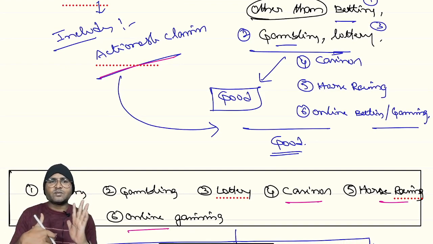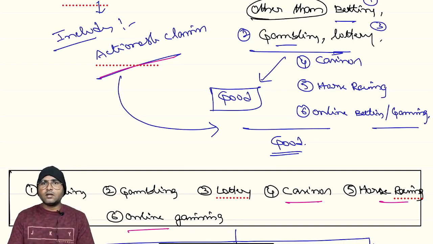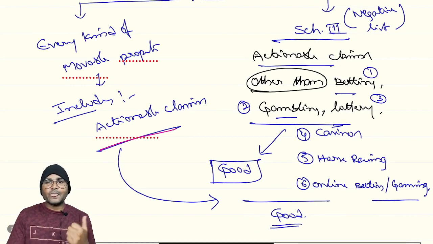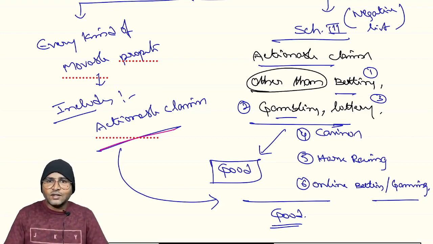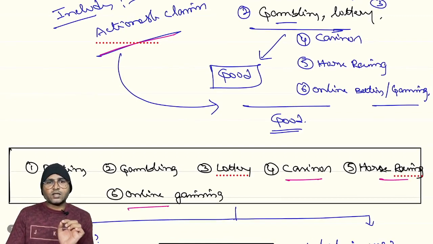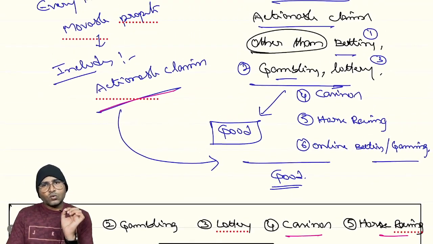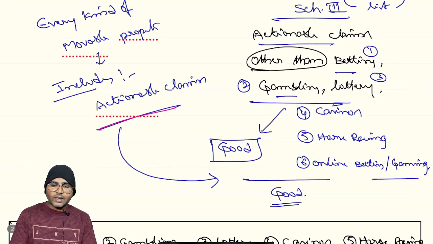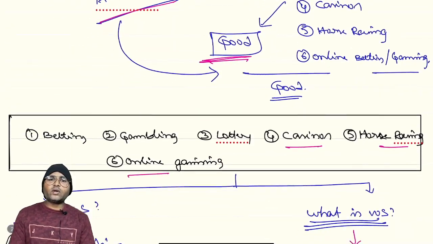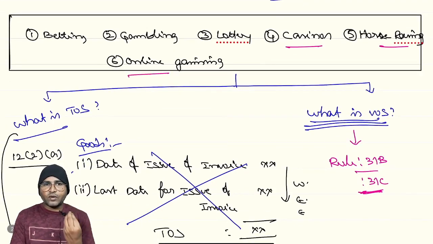Now, 6 elements have been excluded from the purview of Schedule 3. Those 6 things are betting, gambling, lottery, casino, horse racing, and online betting and gaming. Only these 6 things, right? Even though those are actionable claims, they are excluded from Schedule 3 so that they will be treated as goods. When treated as goods, we are liable for payment of GST.